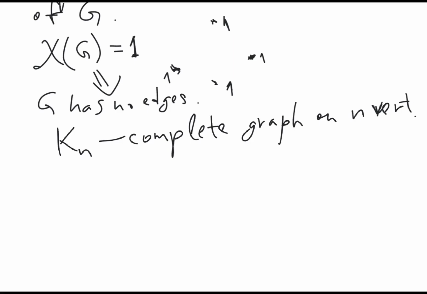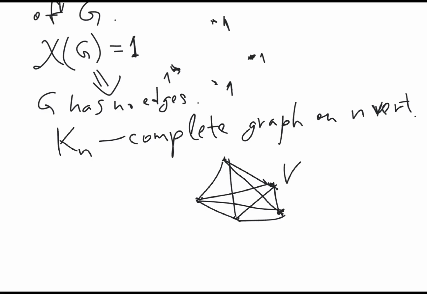Complete means that between any two vertices there is an edge, so there are all possible edges for these vertices. This one is K5, on 5 vertices. Let's find the chromatic number of the complete graph.